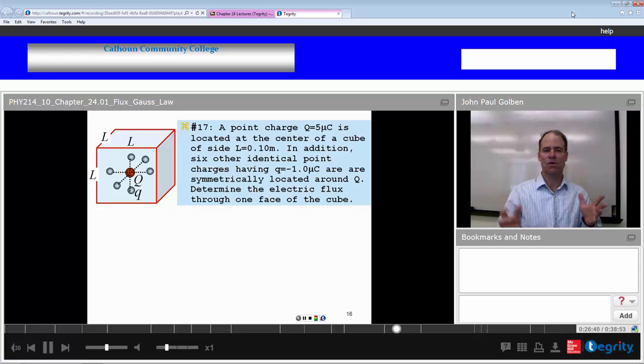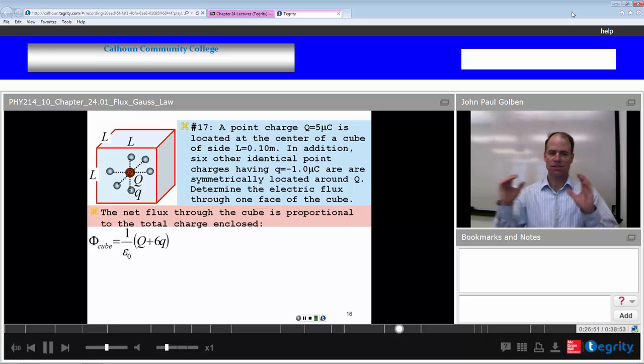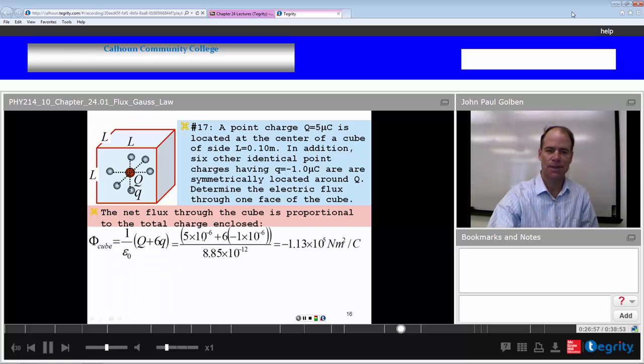And I know that the total flux going out of this cube is proportional to the charge inside. So let's calculate that. The net flux through this cube is equal to 1 over epsilon naught times the total charge inside, big Q plus 6 times little q. That's going to be 5 times 10 to the minus 6 for 5 microcoulombs, plus 6 times a negative 1 times 10 to the minus 6 for negative 6 microcoulombs, over epsilon naught, which is 8.85 times 10 to the minus 12. That gives me a negative 1.13 times 10 to the 5 newton meter squared per coulomb.